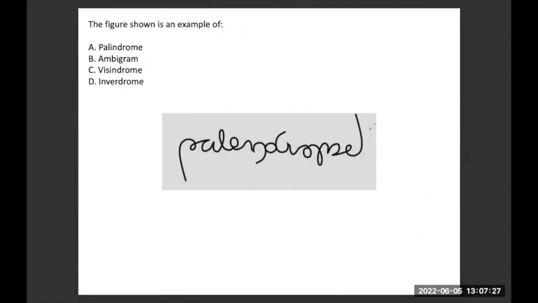The last two options in this question, I think they're just to confuse people, but there is nothing called a lysandrome or an inwardrome. Palindrome, yes, you should know. A race car word is an example of a palindrome. An ambigram is where you rotate a word and you still get the same. Okay, just remember that much.